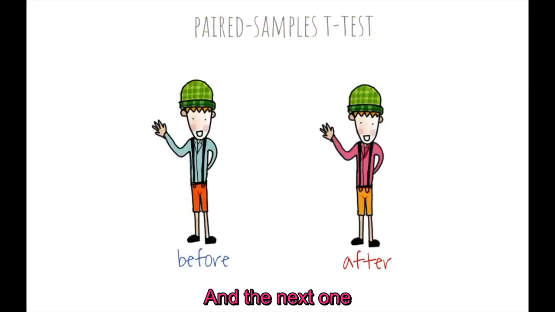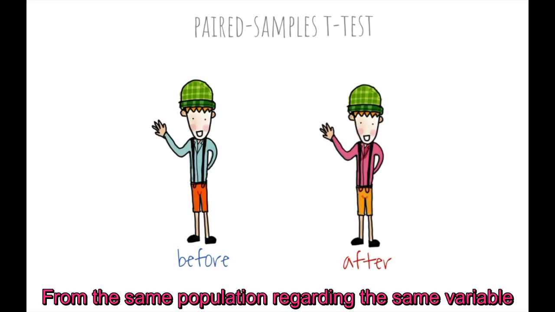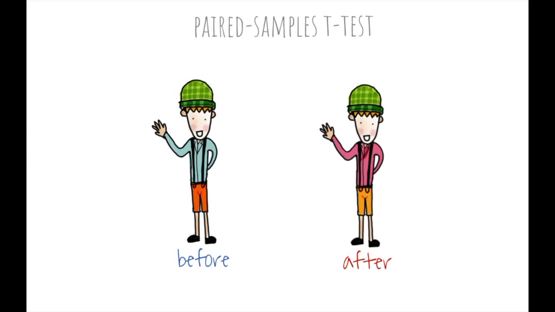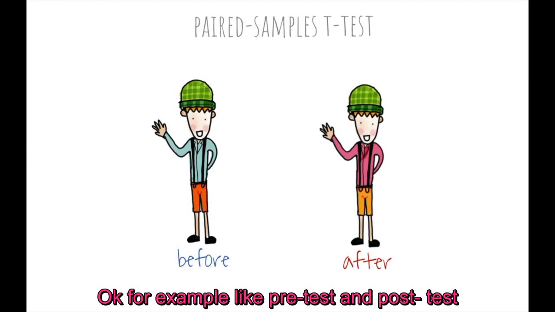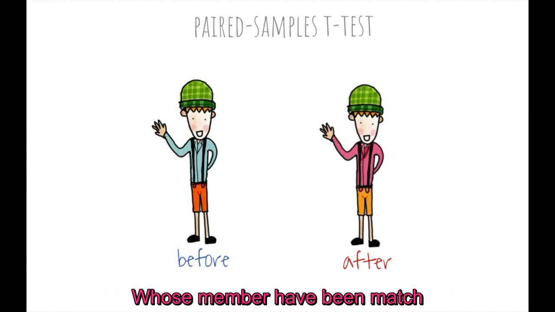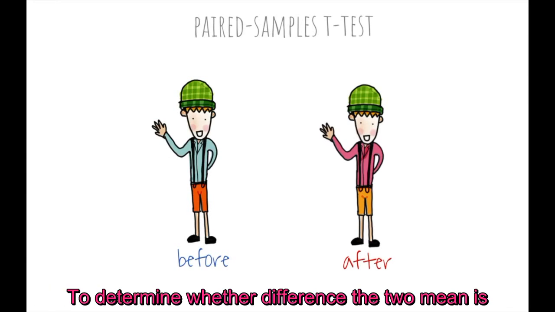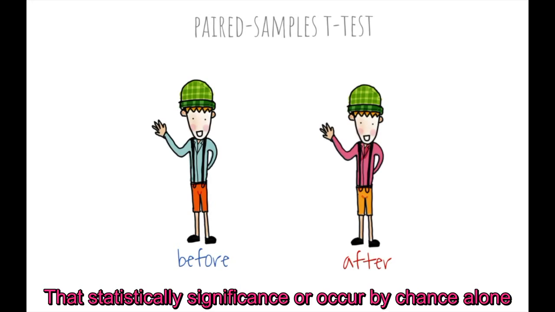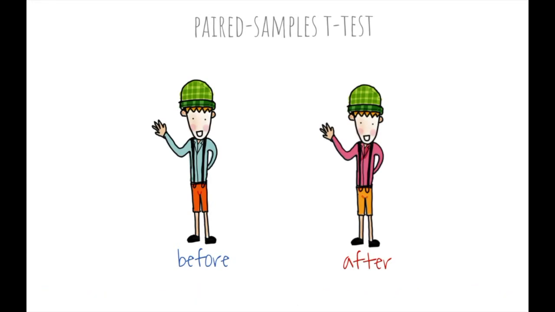And the next one is called the paired sample t-test. A paired sample t-test compares two sample means from the same population regarding the same variable at two different times. Okay, for example, like a pre-test and post-test. Or it compares two sample means from different populations whose members have been matched to determine whether the difference between the two means is statistically significant or occurs by chance alone.